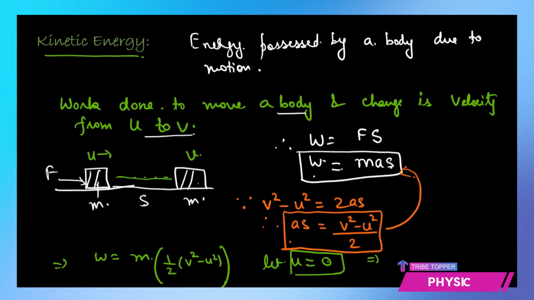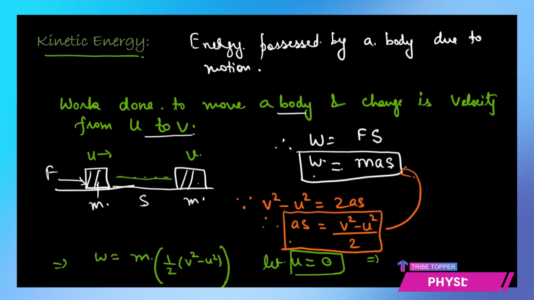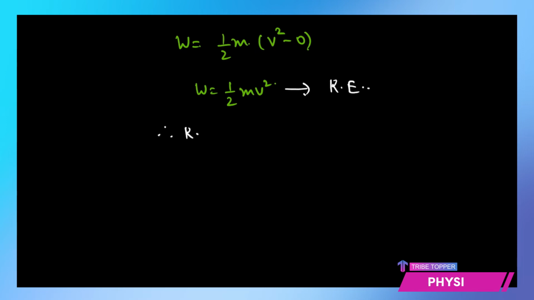That will give me a work done of half mv square, right? Because it will be half m into v square minus 0. So work done is half mv square. And this work done to move a body or change the speed of the body from 0 to v will be stored as the kinetic energy of the body. Therefore, the kinetic energy expression is half mv square.